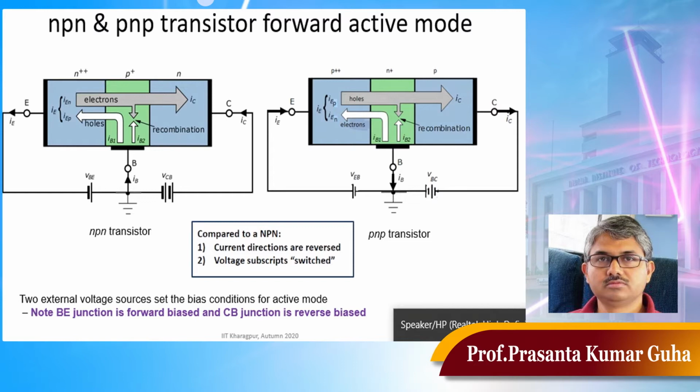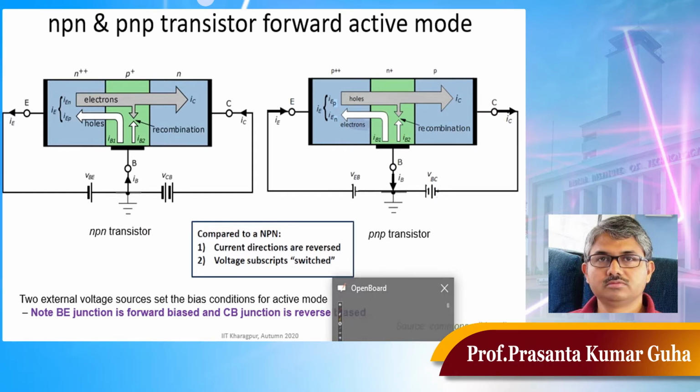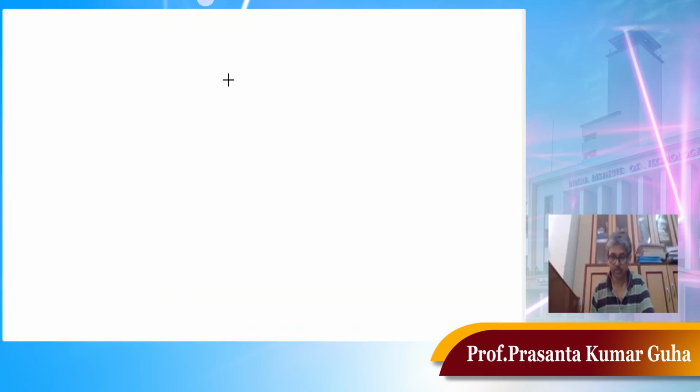We have started a new device in the last class, which is BJT, that's bipolar junction transistor. Let's recapitulate what we discussed in the last class.